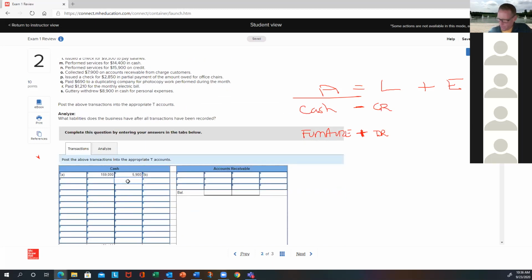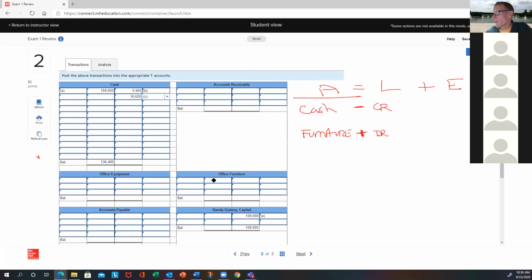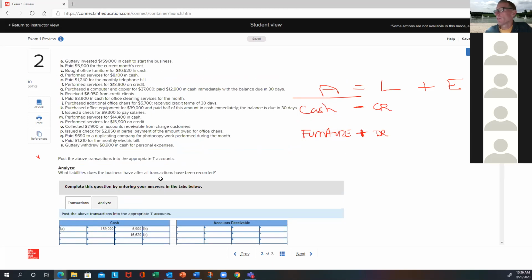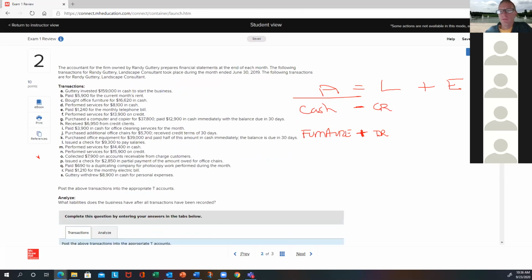In this one, this is for 16,620. I go to cash, put the credit in there, and enter transaction C. Then I look for office furniture, it's right there, and put the debit and enter transaction C. That's essentially what you'll have. You have to do this in your homework anyway, but that's essentially what you'll be doing on the exam too, on one of those problems. Okay. Questions on part C, anybody?